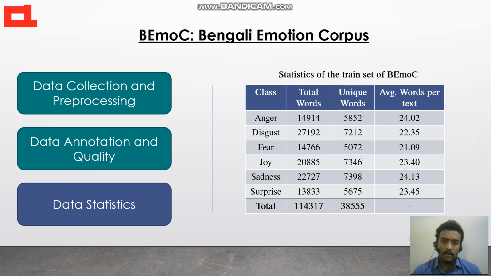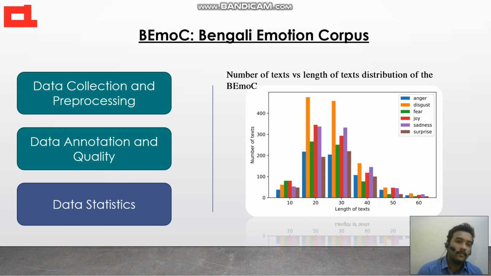Here are the statistics of our corpus. The sadness class contains the most unique words, which is 7,398, whereas the fear class contains the least. On average, all the classes have more than 20 words in each text document. By analyzing the number of texts versus length of text distribution, we noticed that most of the data are between 15 to 30 words long. Interestingly, most of the texts of the disgust class have a length less than 30. The joy and sadness classes seem to have almost a similar number of texts in all length distributions.